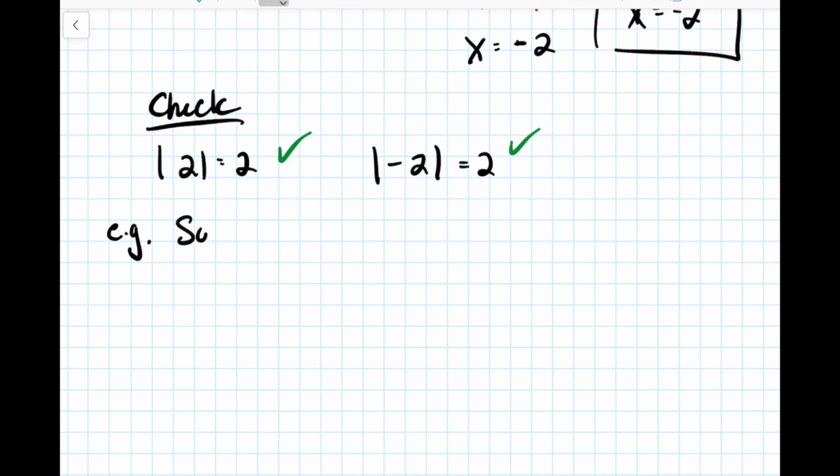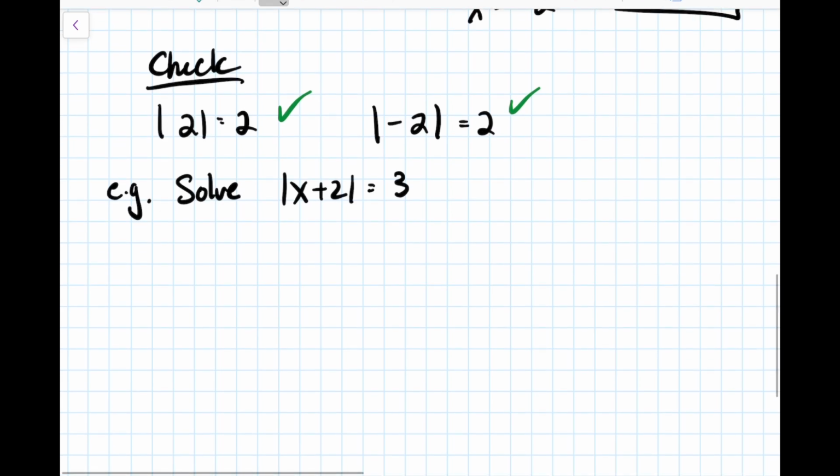Looking at another one, let's say we wanted to solve the absolute value of x plus 2 equal to, say, 3. So now there's actually stuff going on inside that absolute value. It's going to make it a little bit more complex. So remember, case 1 happens whenever what is inside the absolute value is positive, so greater than or equal to 0.